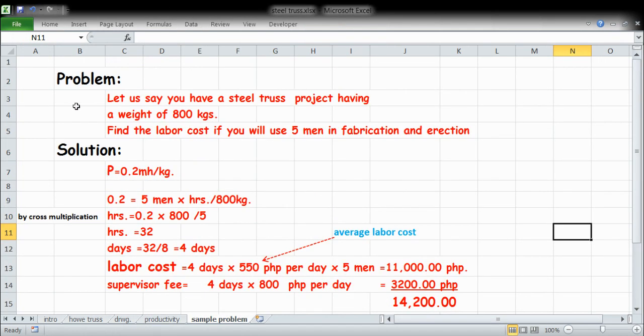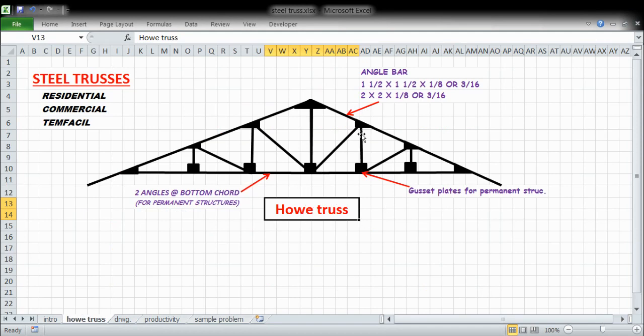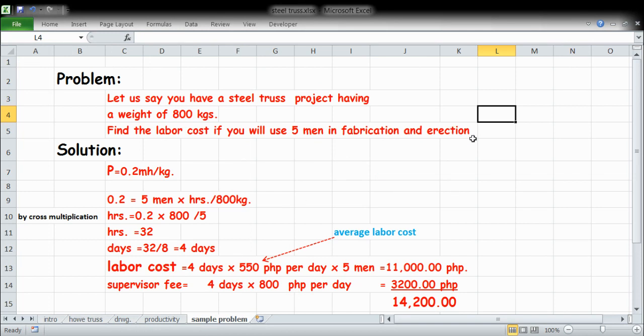Example tayo, ang problem natin is let us say you have a steel project having a weight of 800 kilograms with this kind of truss or similar to this. Okay, so using 5 men for erection and fabrication, find the labor cost. So the solution is just simply here, okay, P is 0.2 man hours per kilogram. Equate this to 0.2 equals 5 men times hours, hours will be unknown. Hanapin natin yan. Divided by 8. So 800 kilograms given. So hours will be equal to 32 hours.